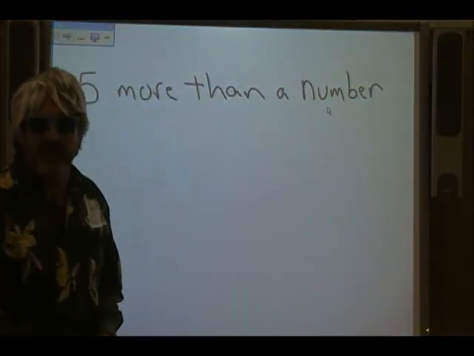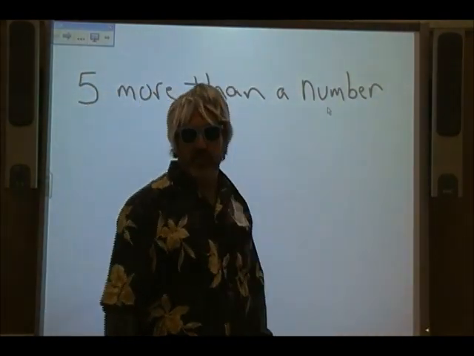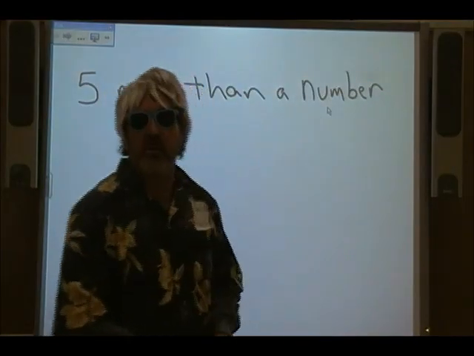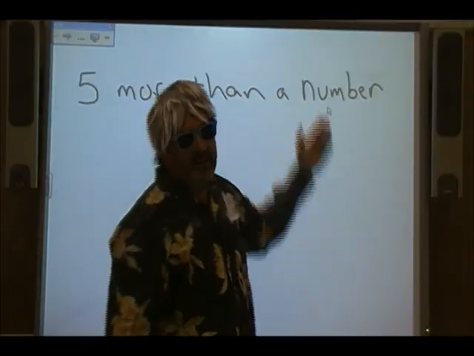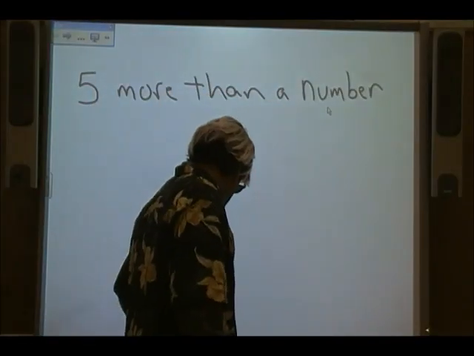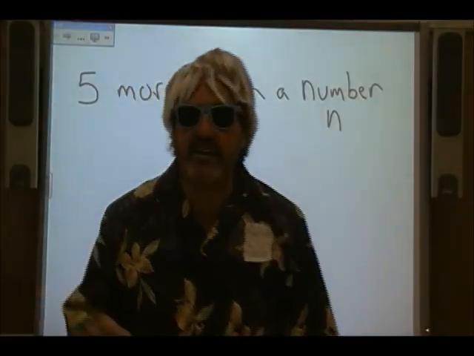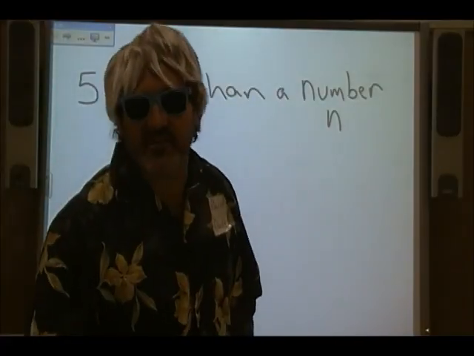So, 5 more than a number. Well, here's what you do. We don't know what the number is, so according to the Arabs, we can let any letter represent that number. X is the most popular one, but we can use anything else. So if you want, let's use the letter N for number. But you can use any letter except for the letter O, because that will get you confused with 0.